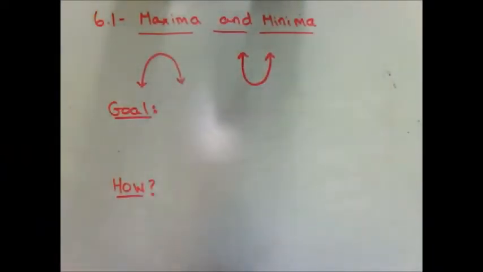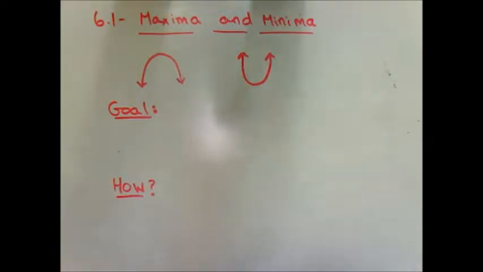Okay, in our previous units, we've been talking a lot about parabolas, about factored form, vertex form, and standard form, and we're going to start putting it all together today. The first lesson in Unit 6 is called Maxima and Minima. Don't be confused by those words. Maxima is just the plural for maximum, and minima is just the plural form of minimum.